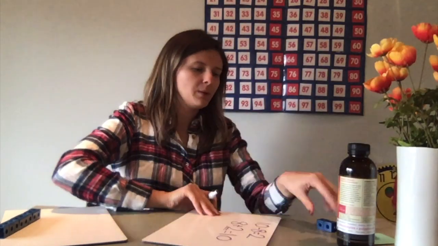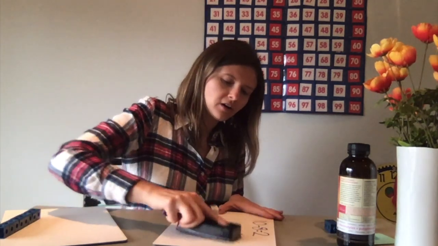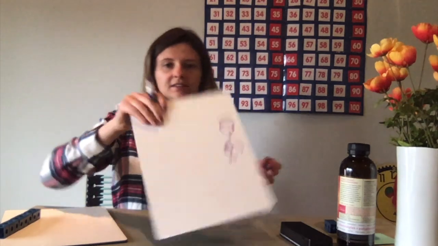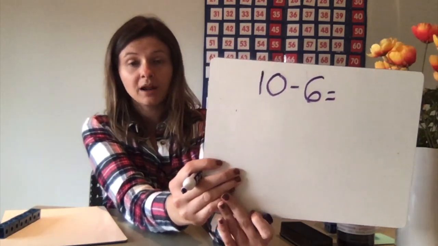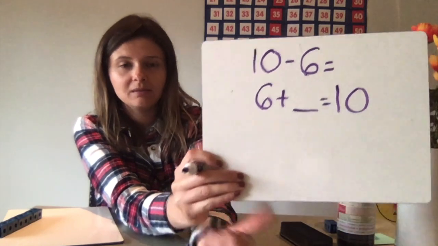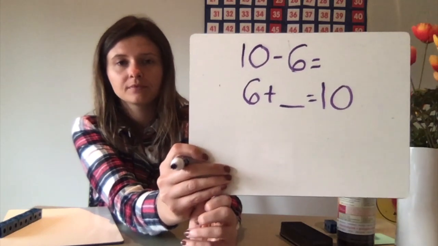Let's try another one. So another combination of 10. 10 minus 6. So what I want you to do is think about it like this. 6 plus mystery number equals 10. How much do I need to add on to 6 to get to 10? Because that's going to be the answer to our takeaway problem.